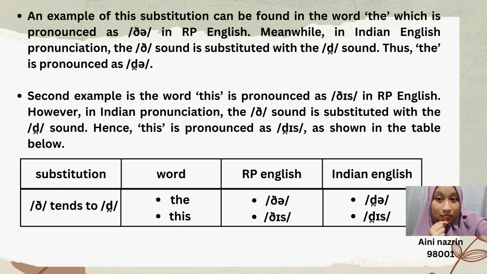As we can see here, an example of this substitution can be found in the word the, which is pronounced with the fricative sound in RP English. Meanwhile, in Indian English pronunciation, the sound is substituted with the plosive sound. Thus, the is pronounced differently in Indian English. Next is the word this, pronounced with the fricative sound in RP English. Meanwhile, in Indian pronunciation, the sound is substituted with the plosive sound. This is pronounced differently in Indian English, as shown in the table below.